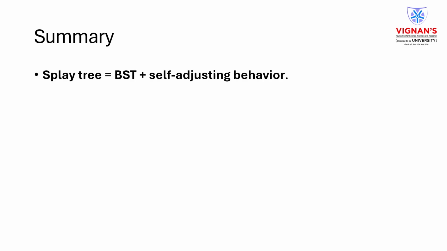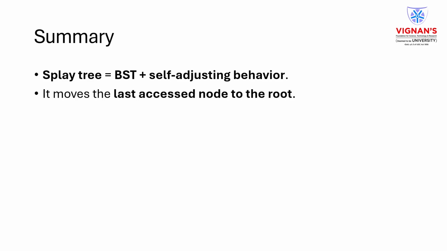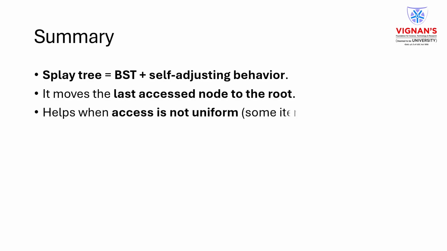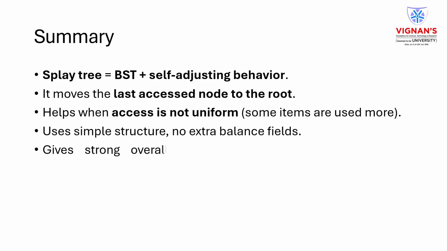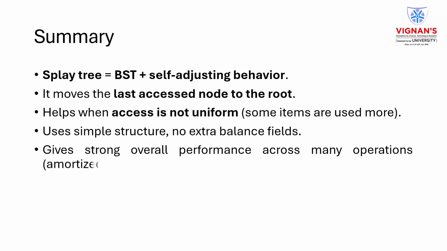Finally, let's look at the summary. A splay tree is basically a binary search tree with self-adjusting behavior. It always moves the most recently accessed node to the root. This makes it ideal when access is not uniform and some values are used more frequently. It requires no extra balancing fields and gives strong overall performance due to amortized efficiency.